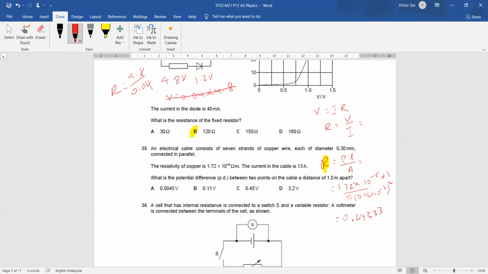So the total resistance is 1 over R equals 7 times 1 over 0.24333, because there are 7 strands. So the resistance is 0.03476.